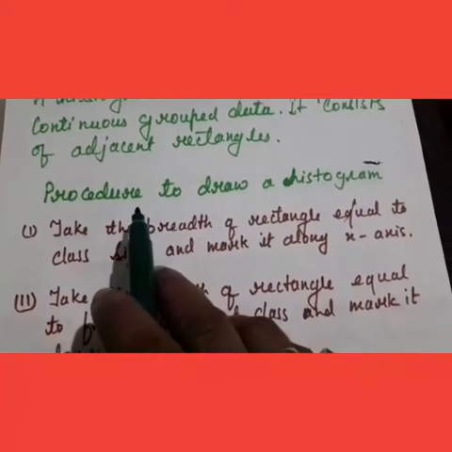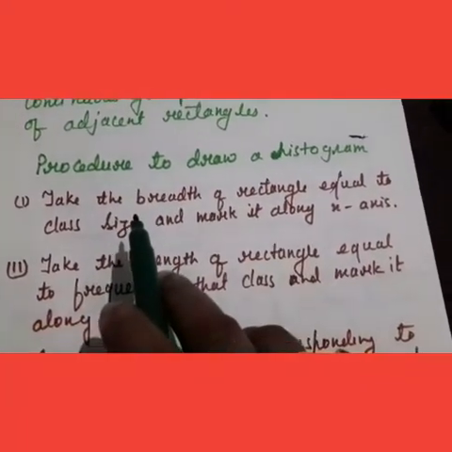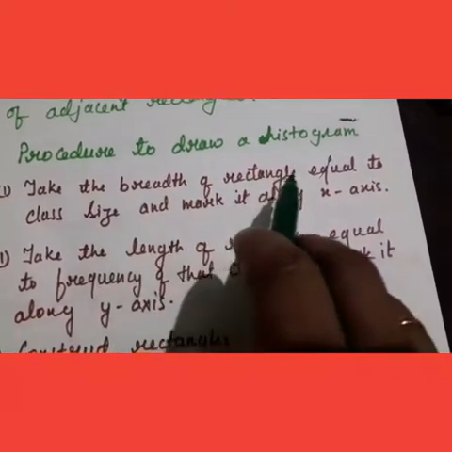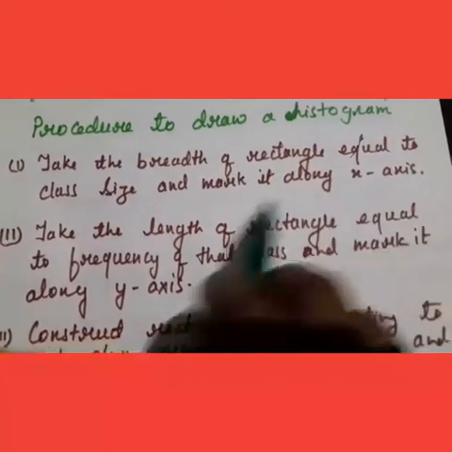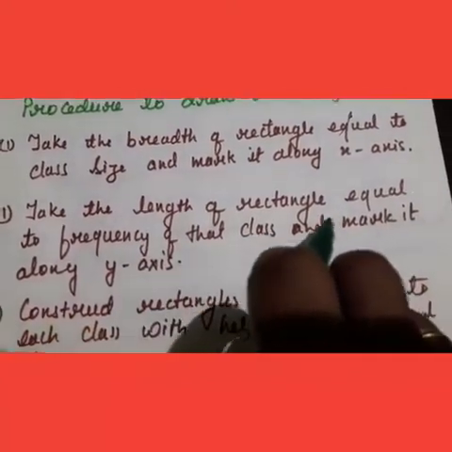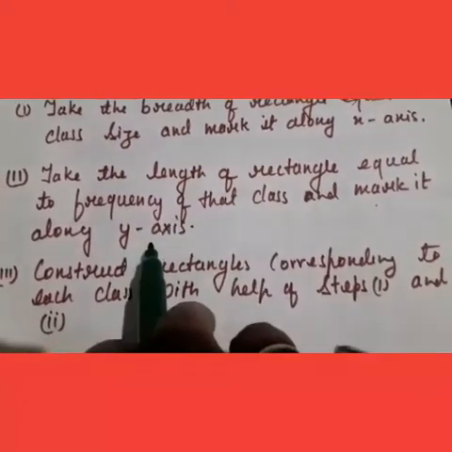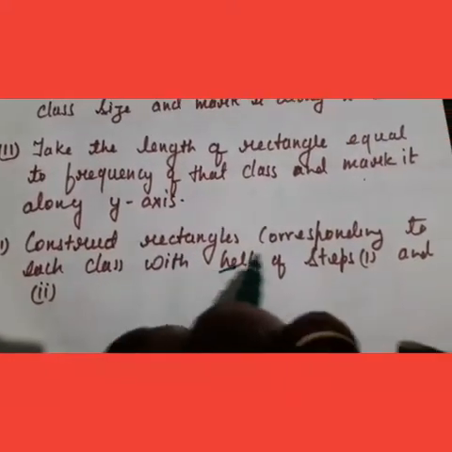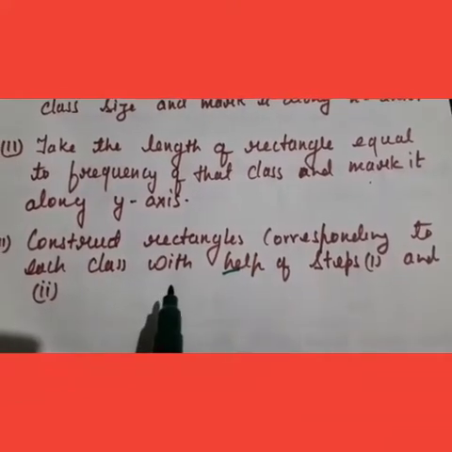Now let us see the procedure to draw a histogram. For this, take the breadth of the rectangle equal to the class size and mark it along the x-axis. Take the length of the rectangle equal to the frequency of that class and mark it along the y-axis. Construct rectangles corresponding to each class with the help of steps 1 and 2.